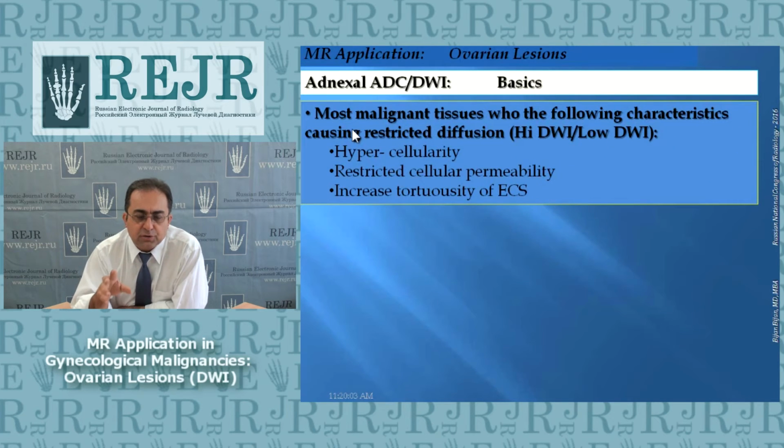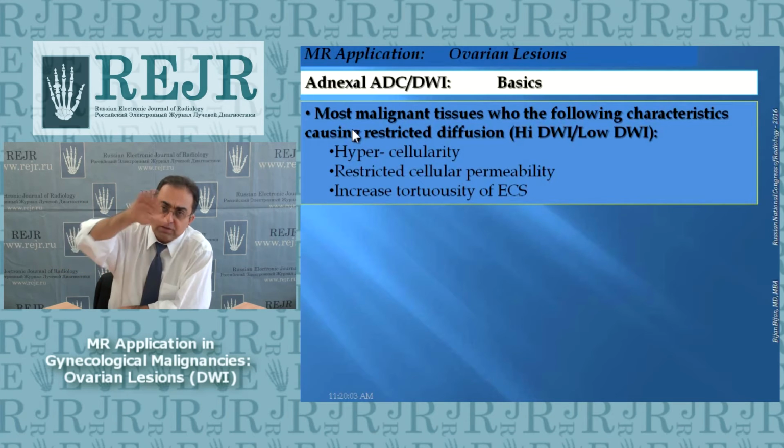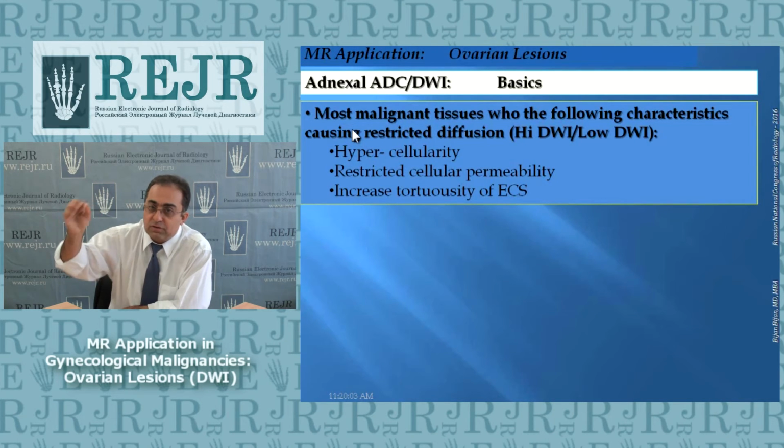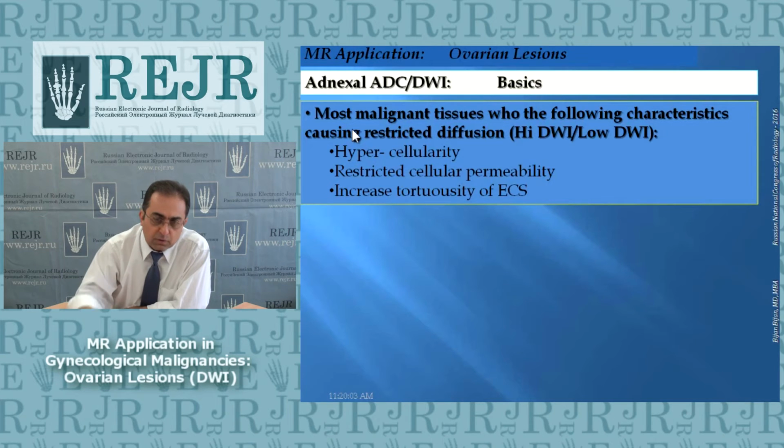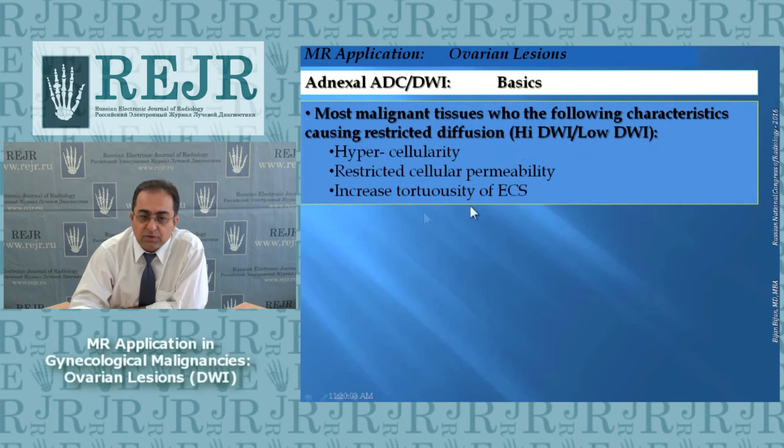Malignant lesions in general cause restriction of diffusion. The reason for that is, number one, because they're hypercellular. There are a lot of cells, not too much extracellular space. Number two, the cellular permeability is restricted. And number three, the extracellular space shows a lot of tortuosity, and this tortuosity basically makes the water molecule difficult to move. So these are the three reasons why a malignant lesion shows restriction.